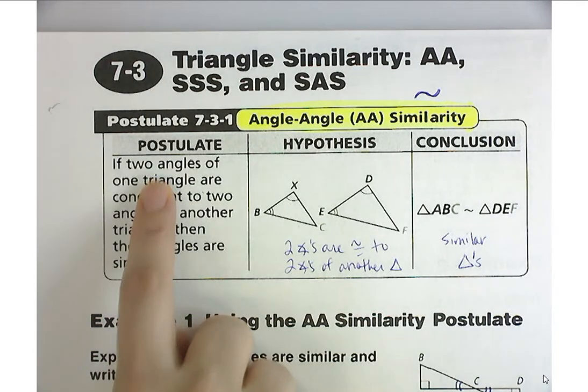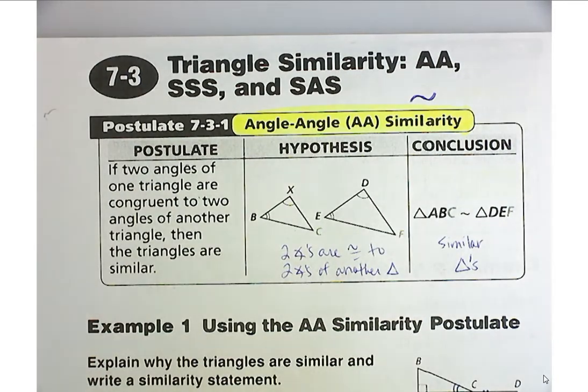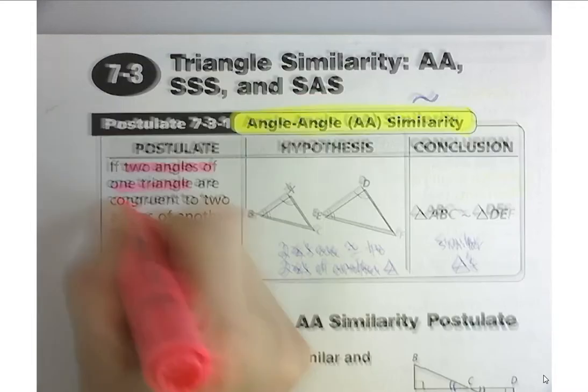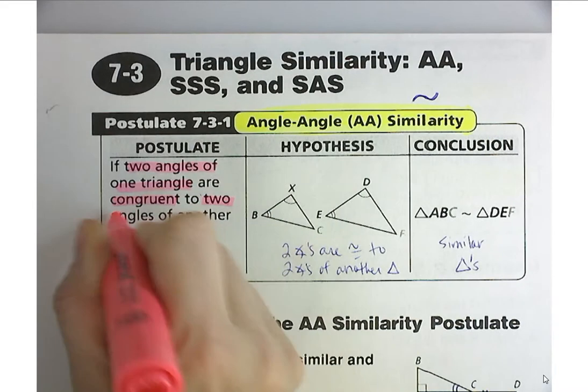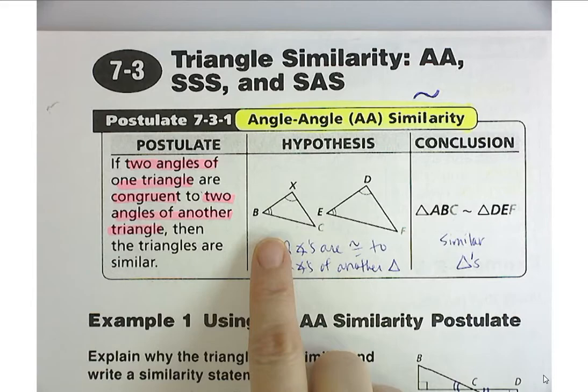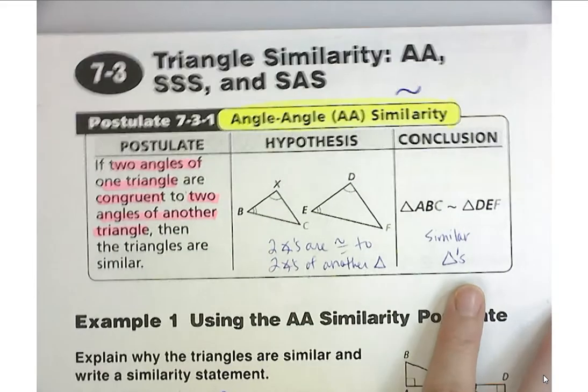That happens when two angles of one triangle are congruent to two angles of another triangle. Then we know that the triangles are similar. Two angles of one are congruent to two of the other, so we know they're similar triangles.